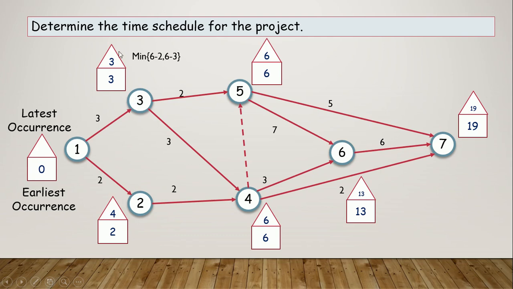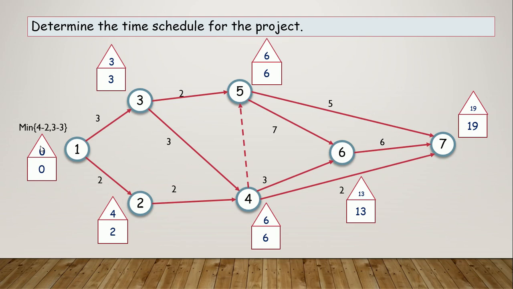And then there are two activities starting from node 1, 1 to 3 and 1 to 2. Subtract: 3 minus 3 is equal to 0, and 4 minus 2 is equal to 2. The minimum is 0, so use 0.